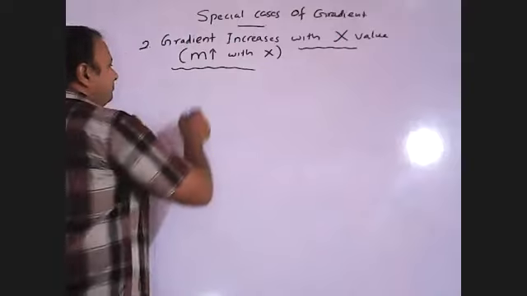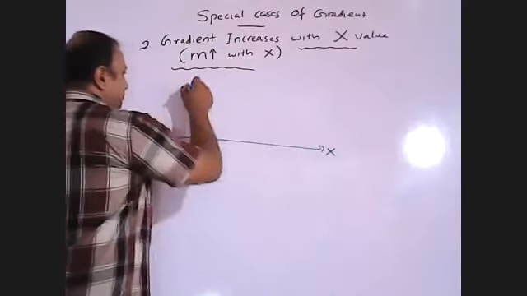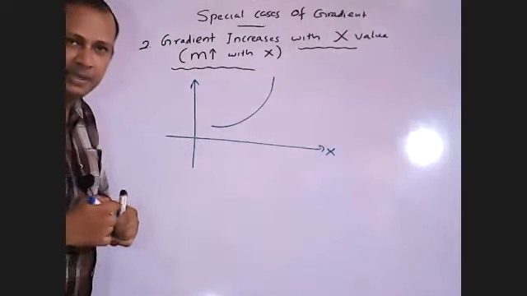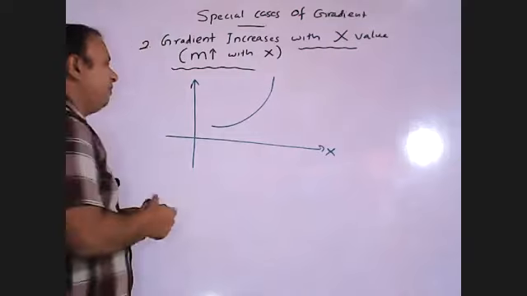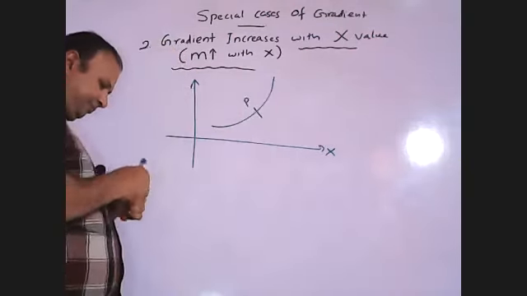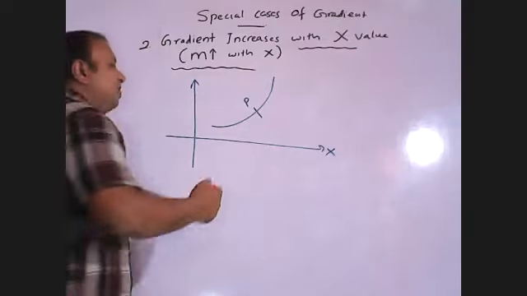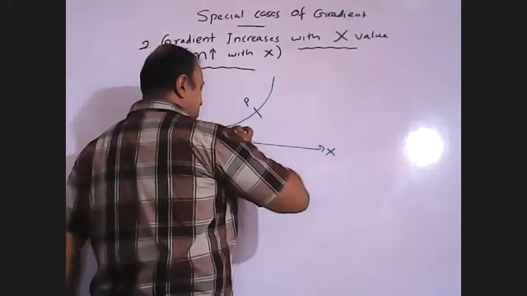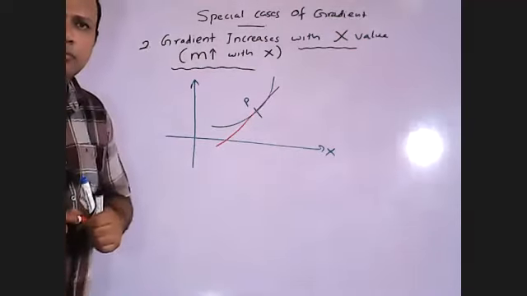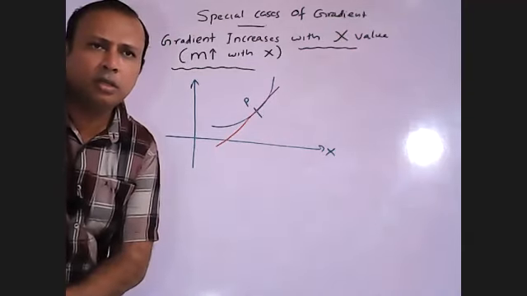Shall we draw a gradient at point P? Then I should draw a tangent. So is this coming under the first point or the second?